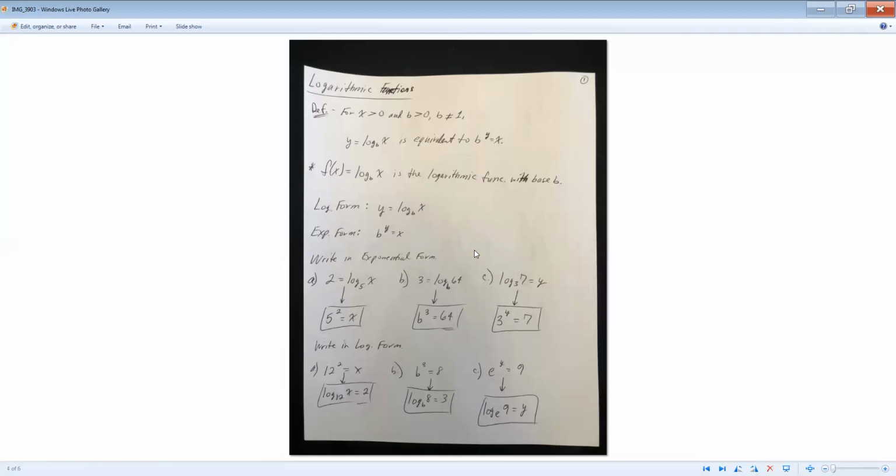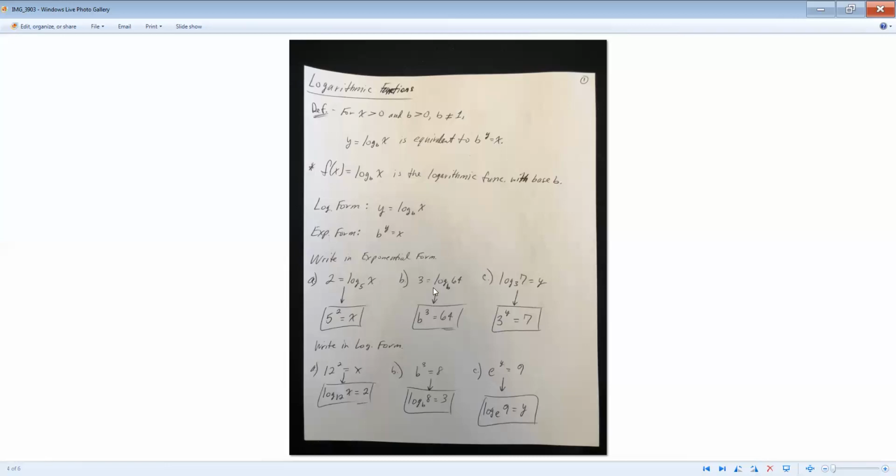So I have log form in this first set of examples, and I will convert them to exponential. So I have 2 equal to log base 5 of x. I start with 5 as my base. If x is next to 5 in my log form, then 2 is going to be the exponent of my base in the exponential form. So that's 5 squared, and then that's equal to x.